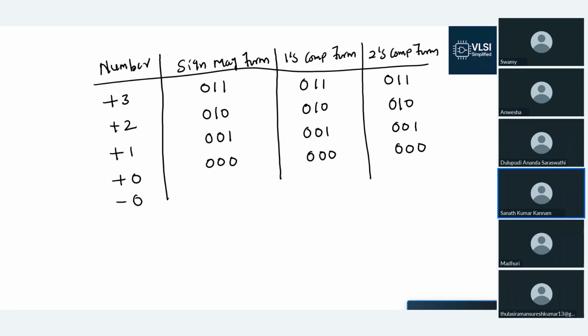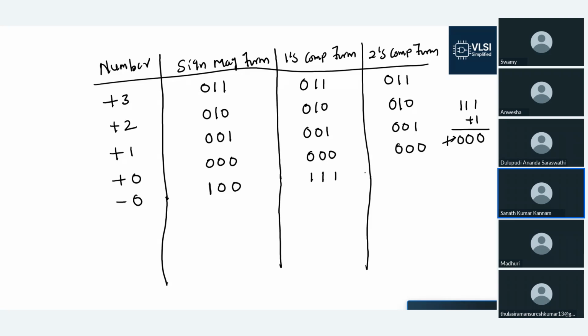And minus 0, how are we representing minus 0? In sign magnitude form, the MSB decides whether the given number is negative or positive. If it is a negative number, the MSB is 1 and the rest is 0, 0. In 1's complement form, for plus 0 you need to apply 1's complement, that is all 1's, changing zeros to 1's and 1's to zeros. And in 2's complement form, for the 1's complement, if you add plus 1, what are you getting? 0, 0, 0, and here you get a carry of 1, so this you can neglect. So this is 0, 0, 0.